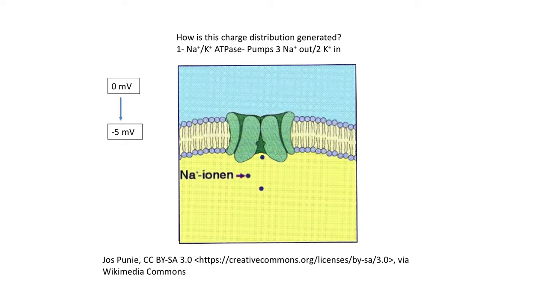There are three factors that determine the membrane potential, the voltage across the membrane. They're the three main factors. There are other factors that come into play on occasions, but the main three we're going to talk about in the next few slides. So the first factor is a sodium-potassium ATPase pump.